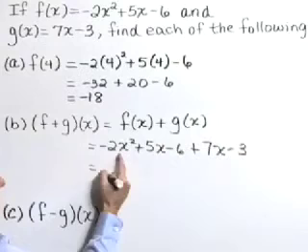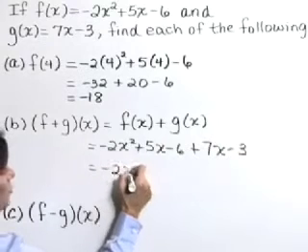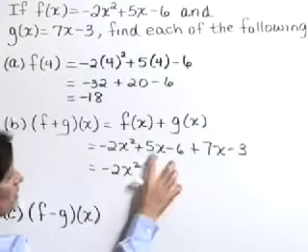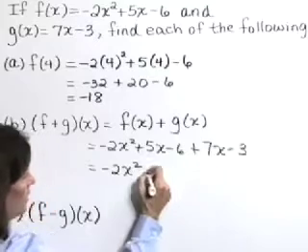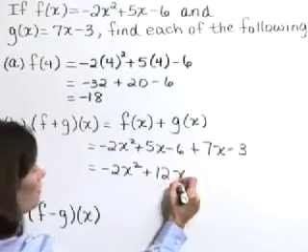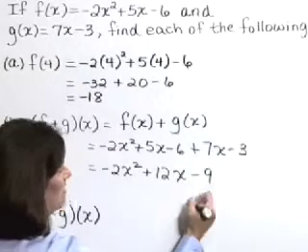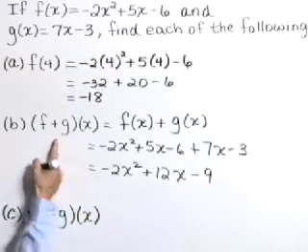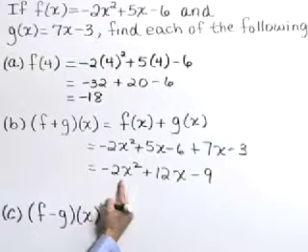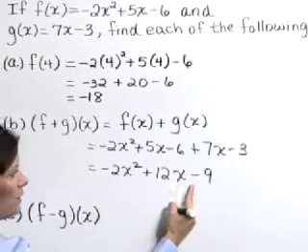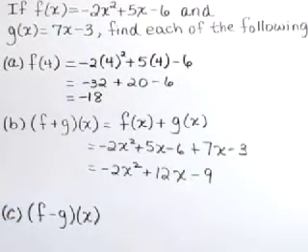Combine like terms. Out in front, we have a negative 2x squared. 5x plus 7x is 12x. Negative 6 and a negative 3 is a negative 9. So f plus g of x is equal to negative 2x squared plus 12x minus 9.